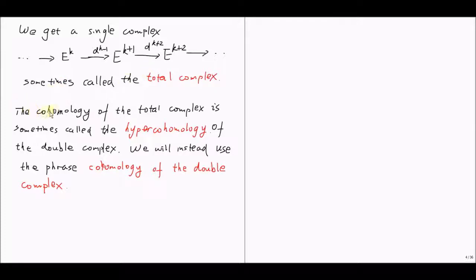The cohomology of the total complex is sometimes called the hypercohomology of the double complex. But we will just say it is the cohomology of the double complex.